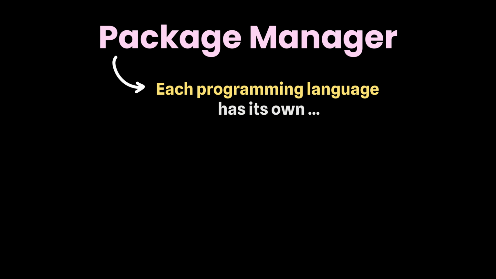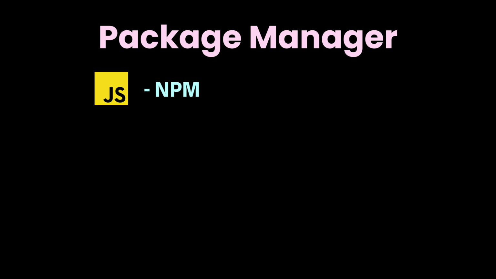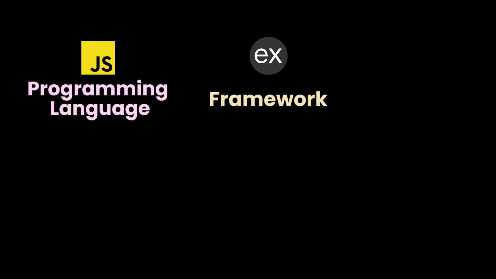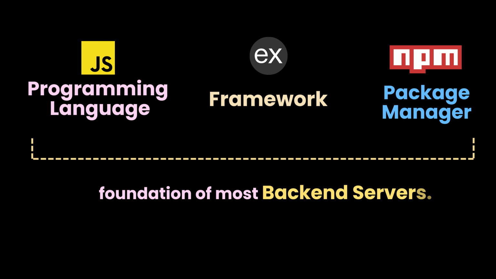Each programming language has its own package manager. JavaScript uses NPM, Python uses pip, Ruby uses bundler, and Java uses Maven. Together, a programming language, a framework, and a package manager form the foundation of most backend servers. Once our server is running, we still have a major problem to solve. Where do we store the data?